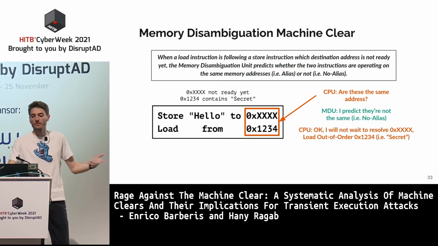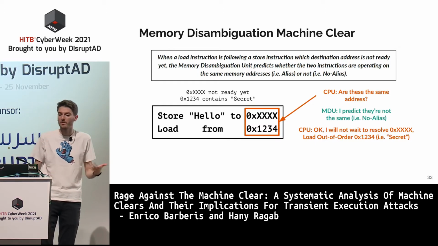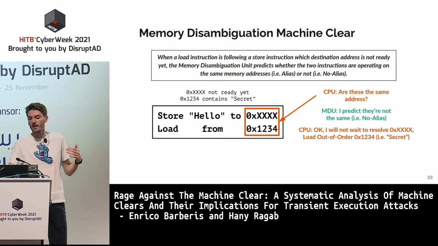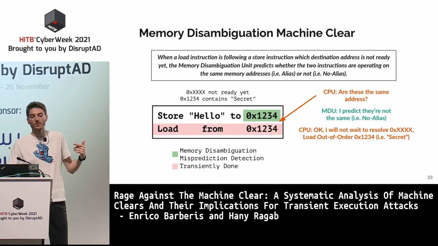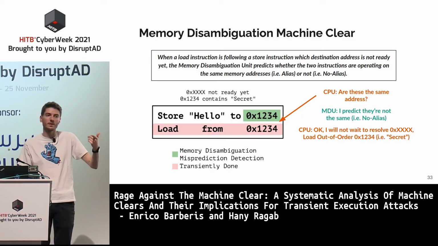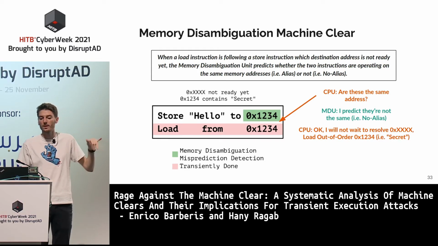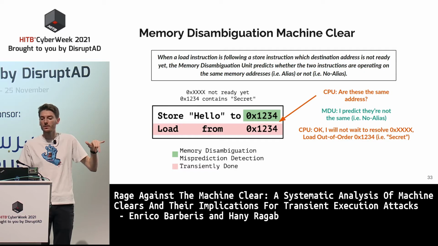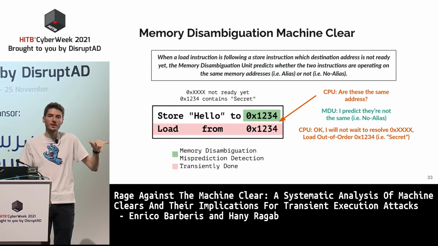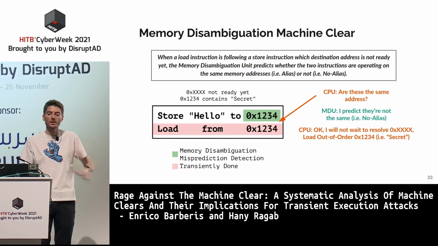Well, obviously a predictor can be wrong. And if actually the address of the store and the load is the same, well, you need to execute the store before and then load the newly stored value, in this case, hello. So the load highlighted in red will be executed first with stale data, and later will be re-executed with the correct data.